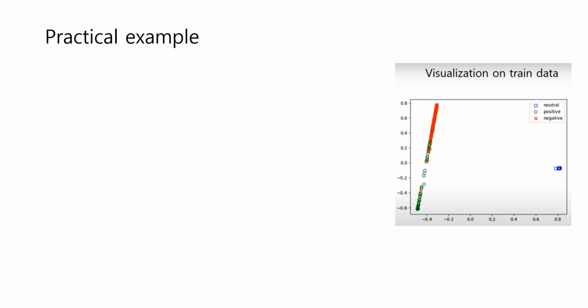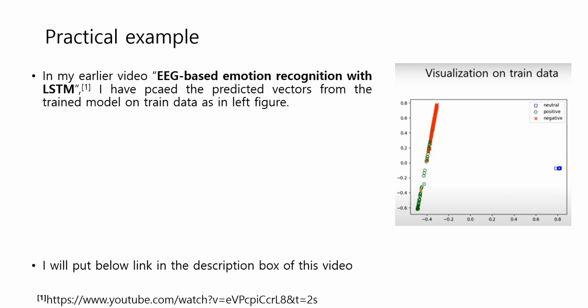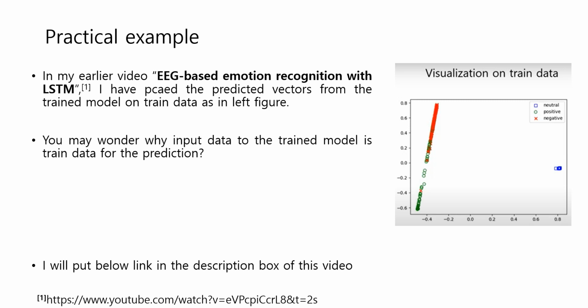So let's look at where we can apply PCA. In my earlier video, EEG-based emotion recognition with LSTM, I applied PCA to the predicted vectors from the trained model on the trained data, as in the right figure. The code and the link to that video, I'll put in the description box of this video.